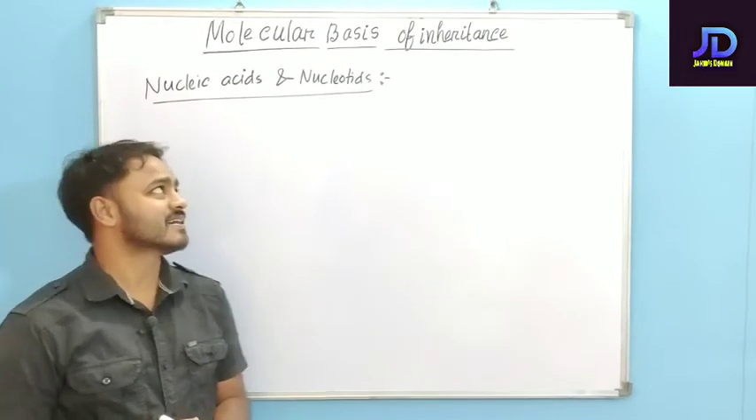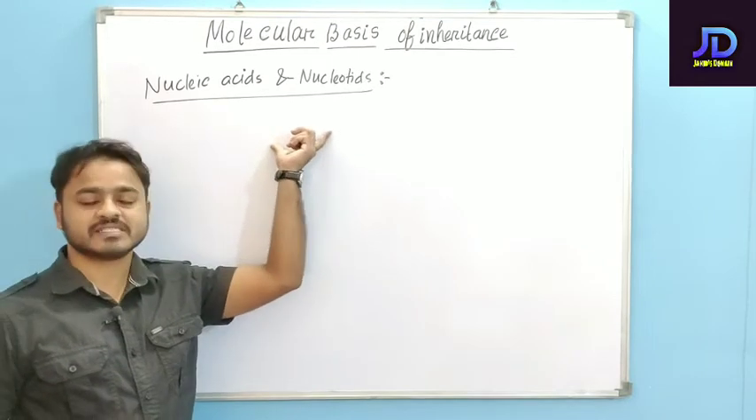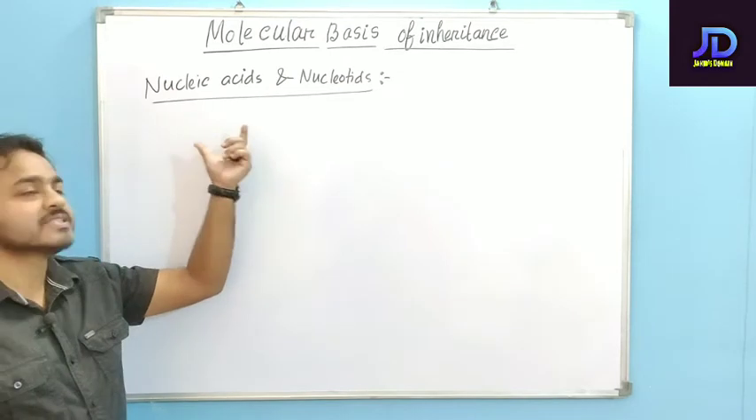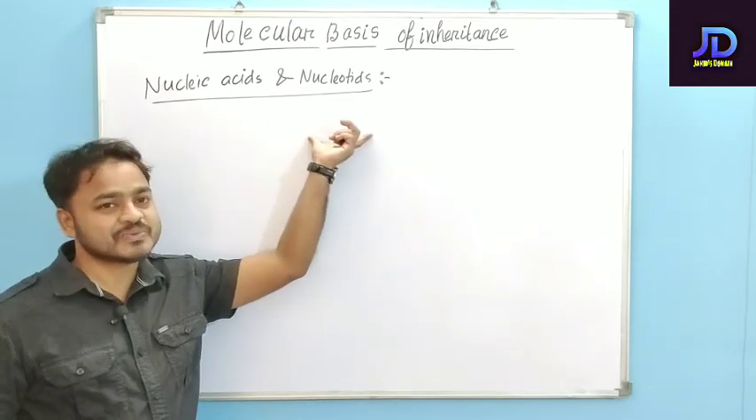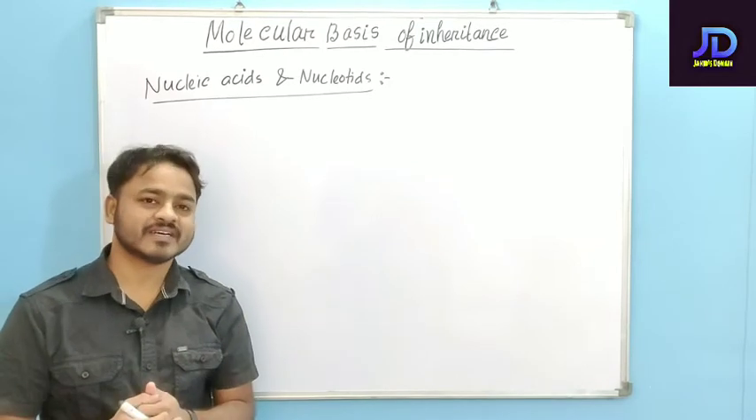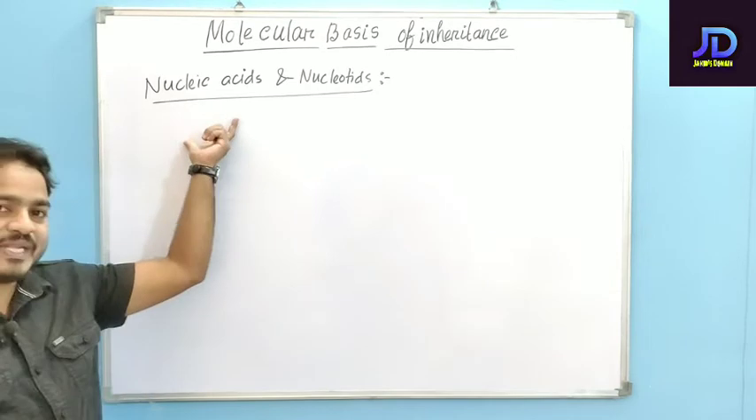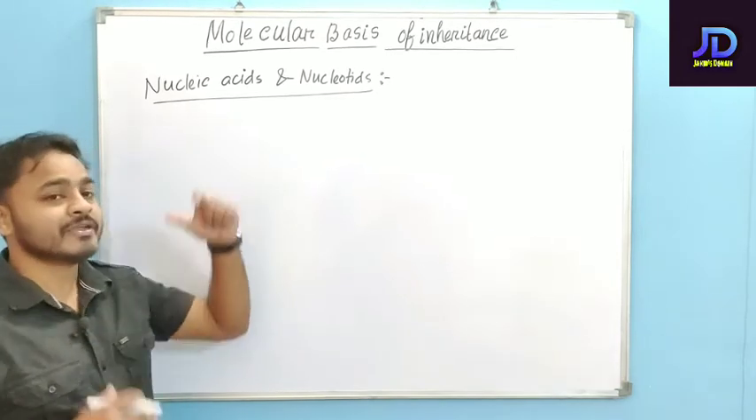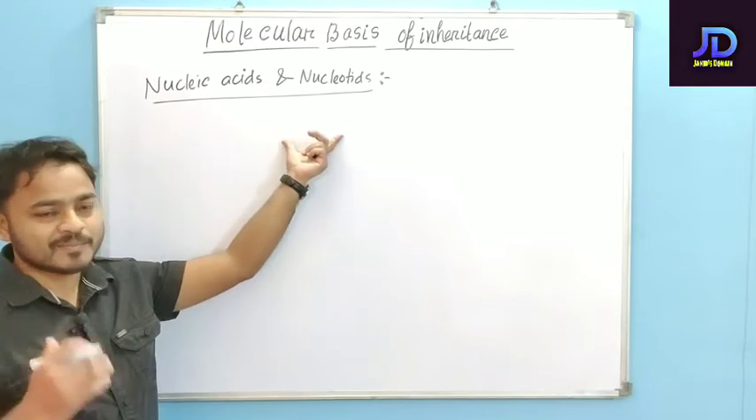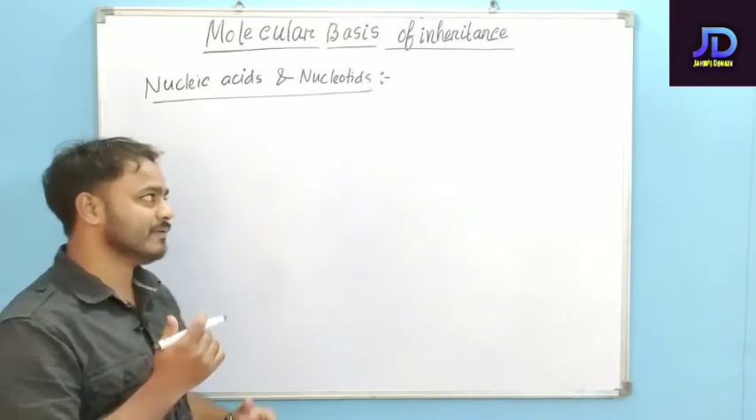Now we will discuss the nucleic acid structure and the nucleotides, right? Nucleic acids are the polymers of nucleotides. That means many nucleotides will join with each other to form a polymer, and this polymer is called the nucleic acids. Right? Now in other words, you can also say like that, nucleotide is the monomer of nucleic acid. The same one and same thing.